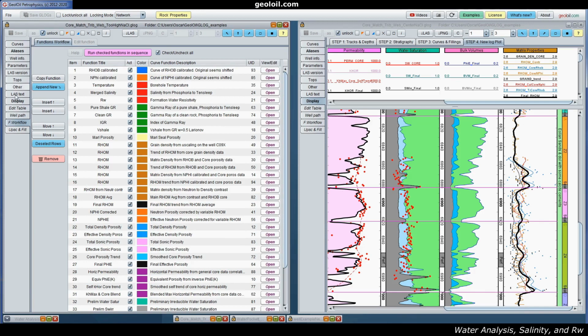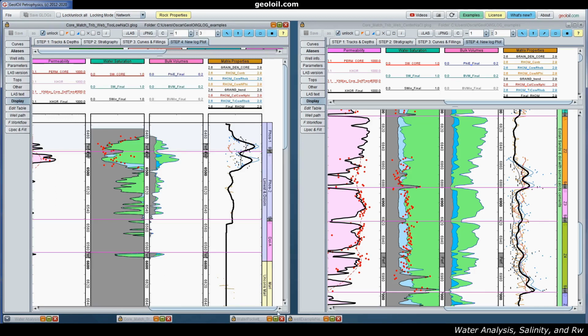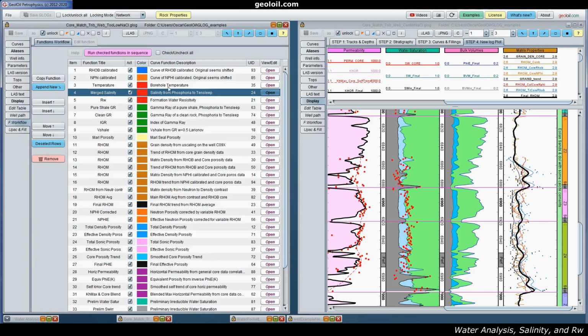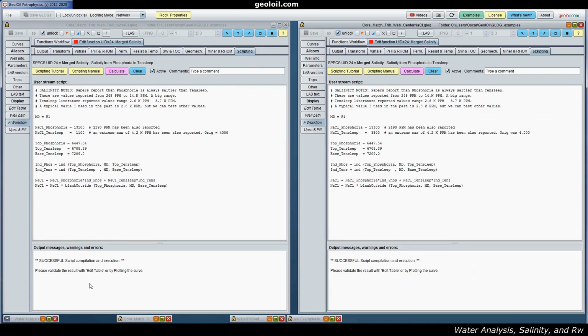That's automatic. Let's compare now what happens when we use too fresh a salinity. Open this case, this log, and see what happens. Let's see what we put in salinity, merge salinity. The salinity for Tensleep. Well, this is some sort of extreme case. This is a water that is too fresh. So it's a very fresh water. We have a salinity for Tensleep of 1,100, compared with 3,500. Let's see how it behaves.